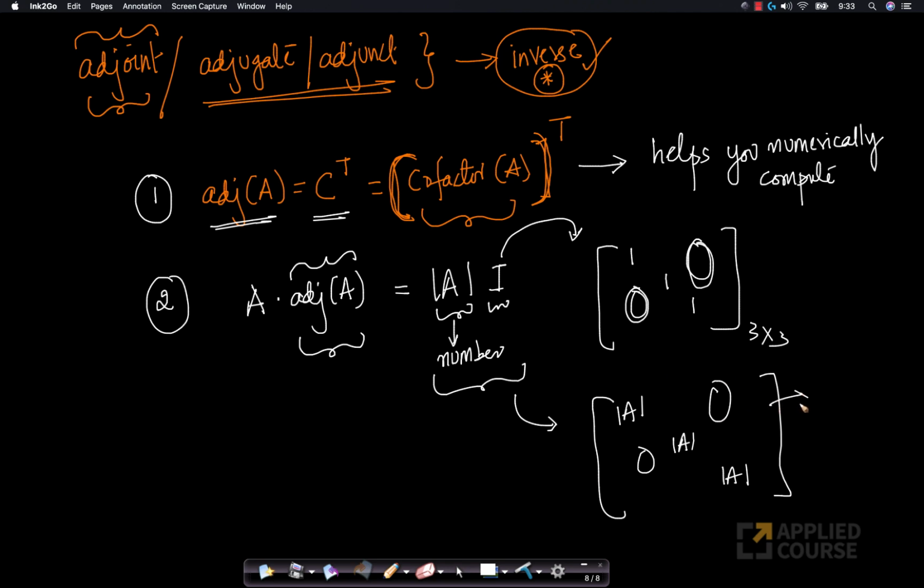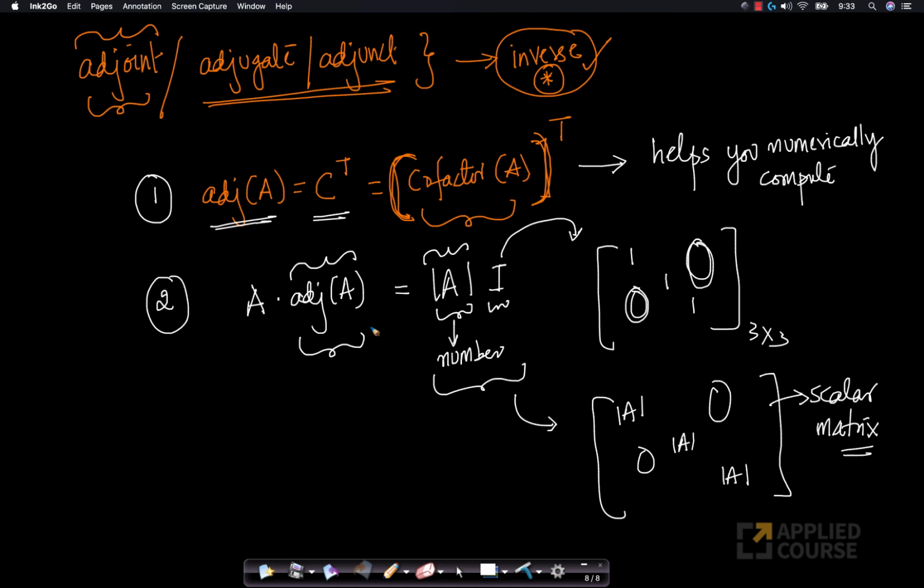What is this? We saw this to be a scalar matrix, if you recall. We defined what a scalar matrix is. This is where the concept of a scalar matrix is powerful. So adjoint of A is that matrix which when you multiply with A, you get a scalar matrix where all the non-diagonal elements are 0 and all the diagonal elements are equal to the determinant of A itself. This is another way of defining adjoint of A. Very cool.